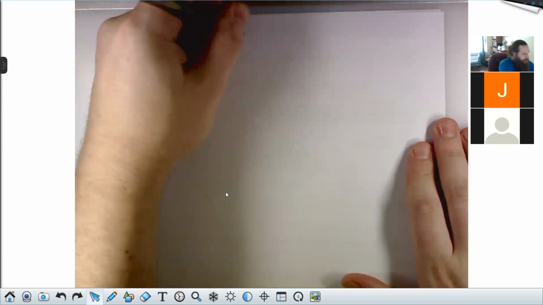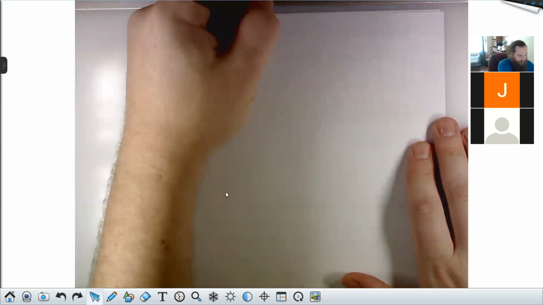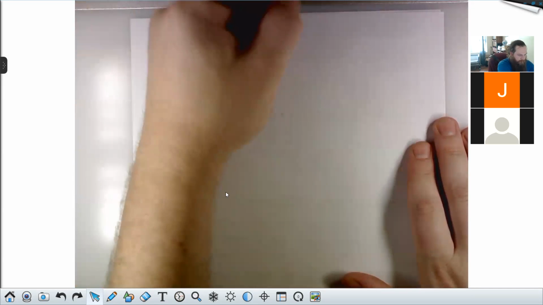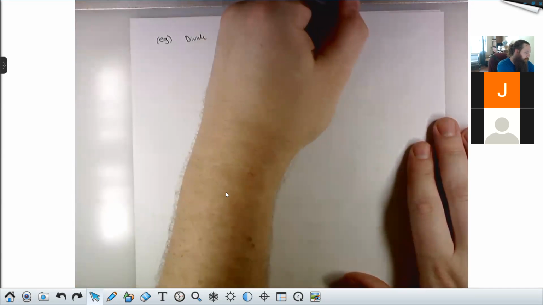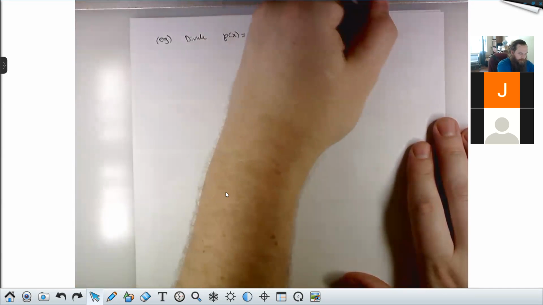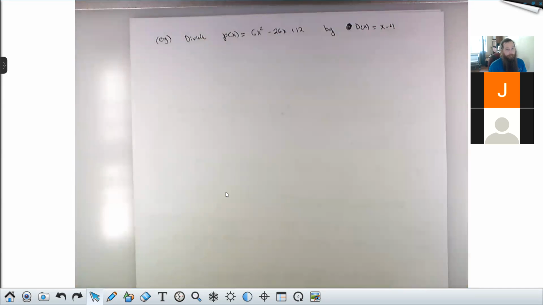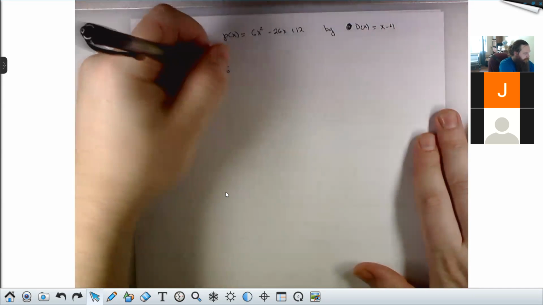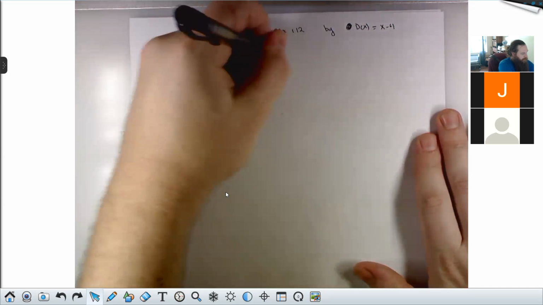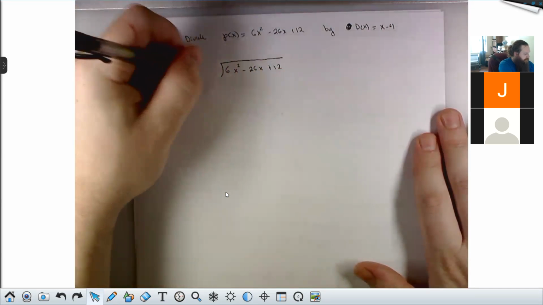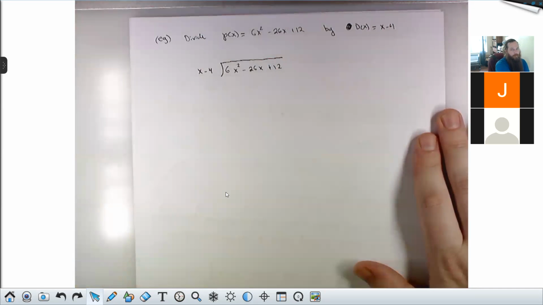So we're going to divide the polynomial p of x, 6x squared minus 26x plus 12, by the polynomial d of x, which is x minus 4. So just like with numbers, I write out this division symbol. The thing you want to divide goes underneath. The thing you're dividing by goes over here on the left.